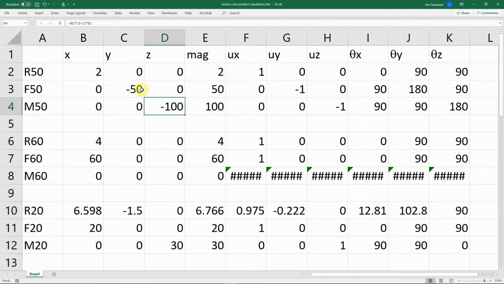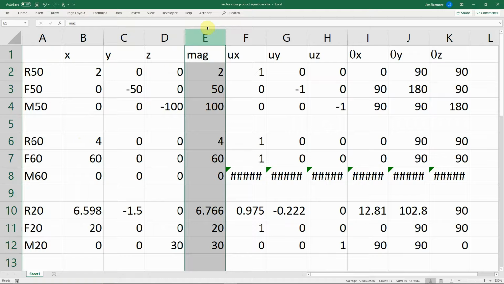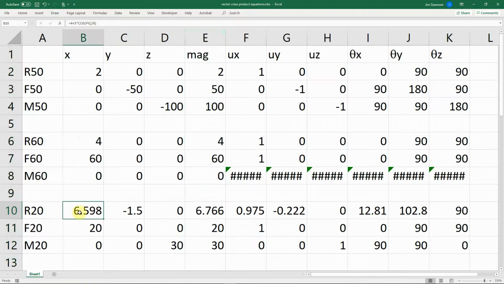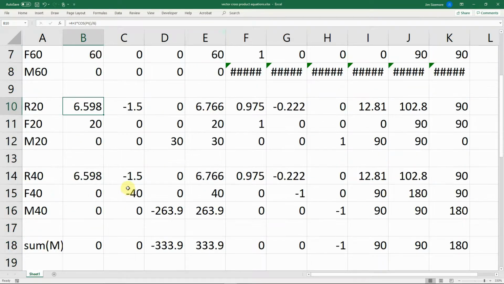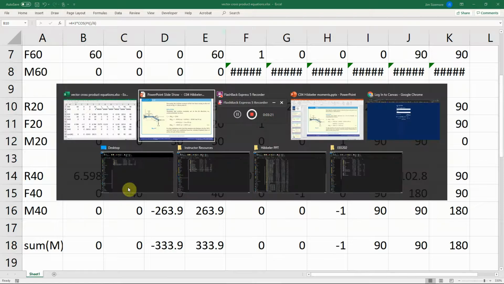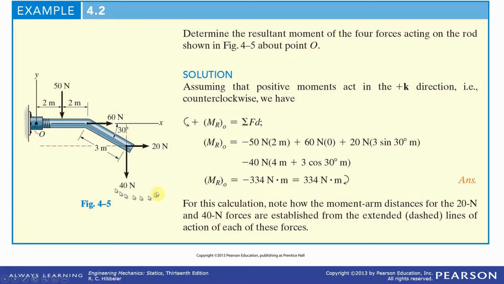I'll show you the formulas for the Excel spreadsheet in just a second. So R60, it's 4 meters along the x-axis and 60 newtons along the x-axis. The force and the axis are parallel to each other, so you expect a 0 moment. So here's the magnitudes, by the way, the column with all the magnitudes. The R here, so let's go down to this force right here.